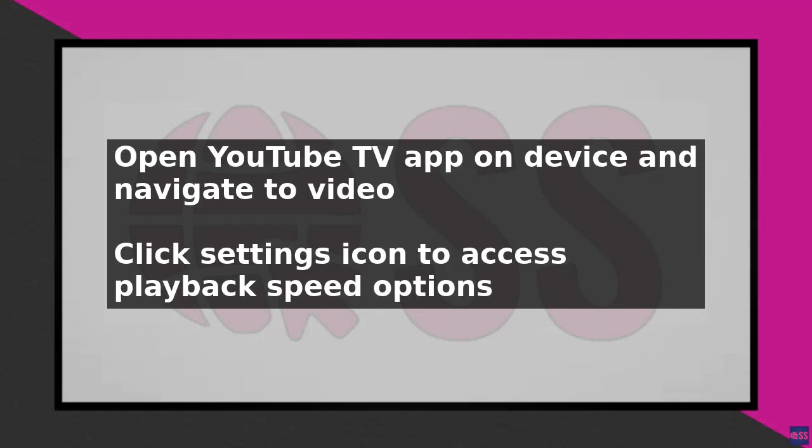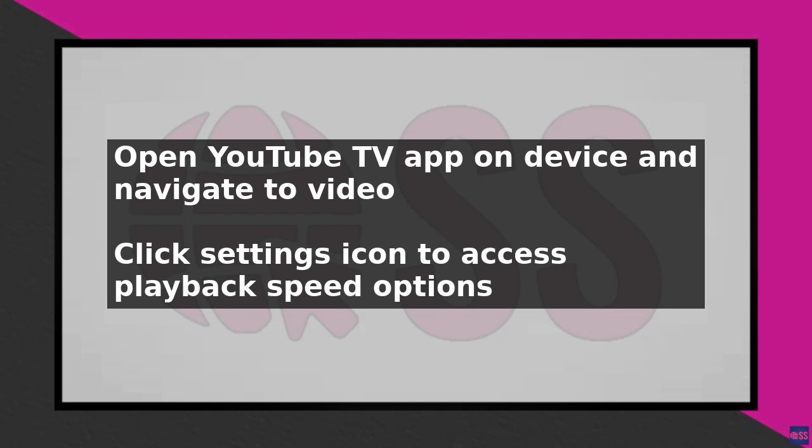To change playback speed on YouTube TV 2025, start by opening the YouTube TV app on your device. Navigate to the video you want to watch and begin playing it. Once the video is playing, click on the settings icon, which is usually represented by a gear or cog symbol.